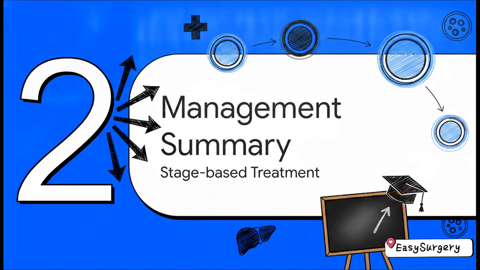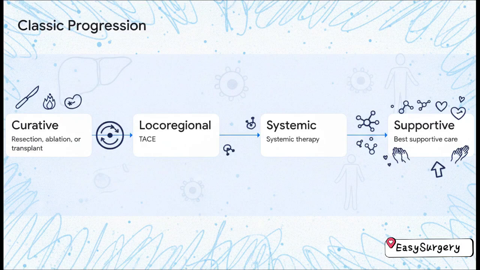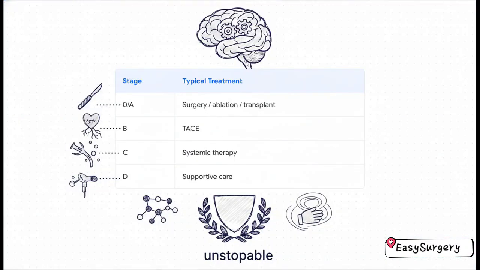Let's move into section 2, our management summary. Look, knowing the stage is only half the battle. Knowing what to actually do with it is how you pass the boards. The overarching pathway of treatment follows this really classic logical progression flowing right down the clinical cascade. We start with curative interventions for the earliest stages. As the disease progresses, we step down to locoregional options, then down again to systemic therapy, and finally, we land at supportive care. It's a beautifully logical step-down approach based entirely on that triad of tumor, liver, and performance status. This table brilliantly illustrates your exam blueprint.